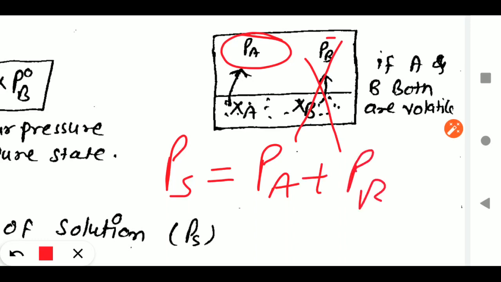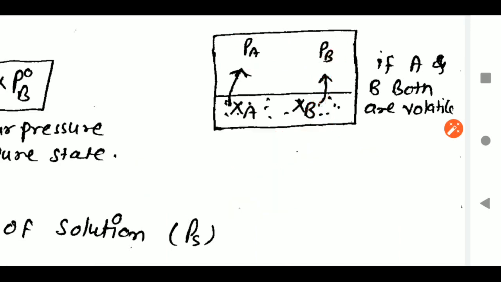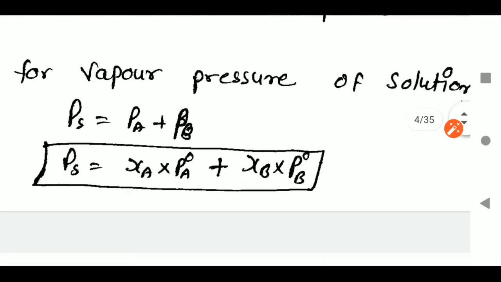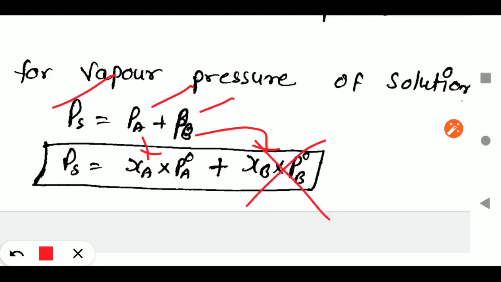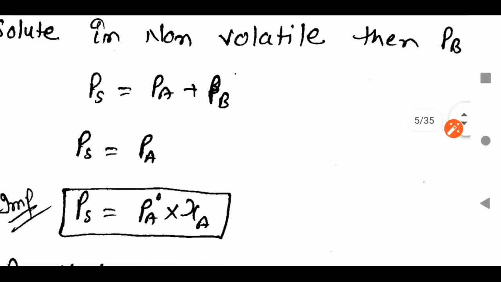So what will happen here? PB will be 0 because B is not going in the vapor phase. So the vapor pressure of the solution will be considered as the vapor pressure of the solvent only, or you can say the volatile component. Now how will the formula change? Here PS is equal to PA and XB. I place the value of PA as well as PB, but this value will be 0 because the component is non-volatile. So PB will be 0.